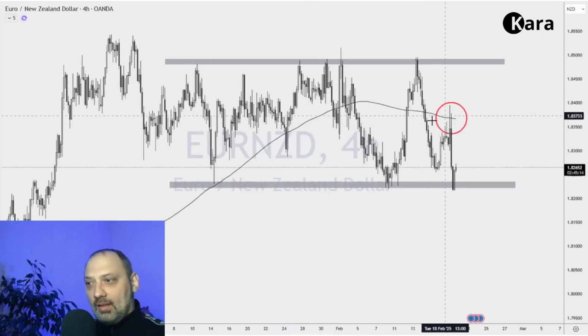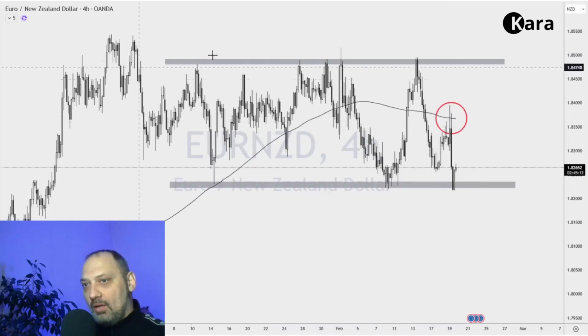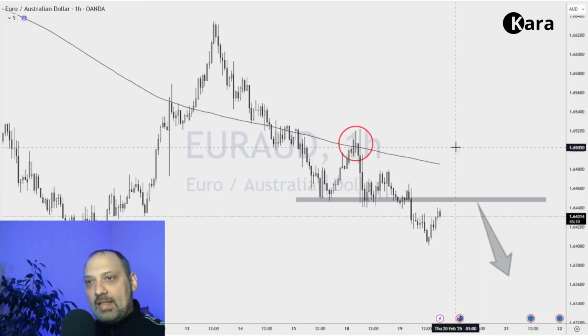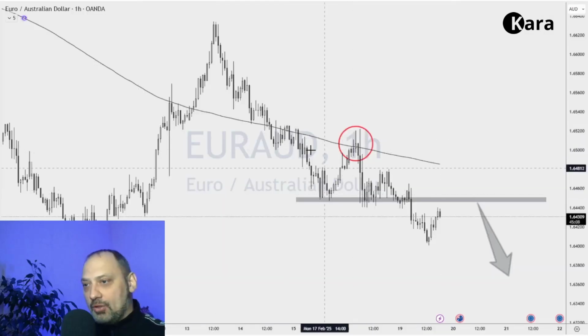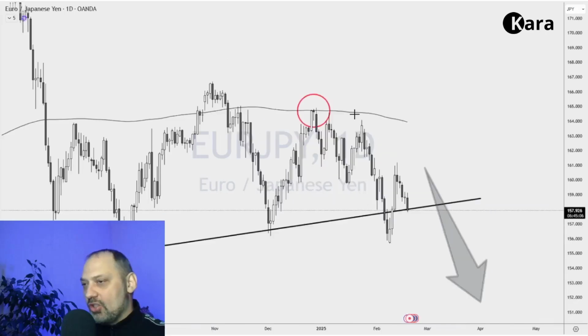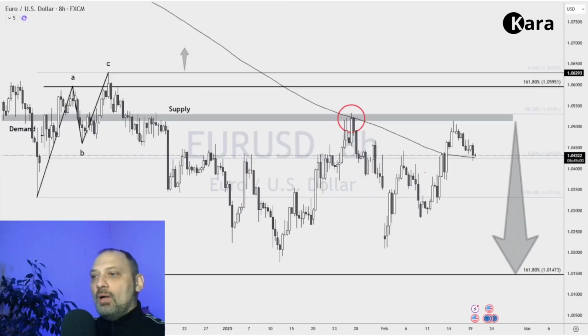Euro New Zealand dollar, yet again bounce on the 4-hour time frame. The euro Australian dollar 1-hour time frame, bounce of the moving average. And we have the euro yen also bounce on the daily time frame. We can see that this means that the euro trend across the board is bearish. So as long as these levels hold, it will remain bearish. So the selling should be the priority for now.